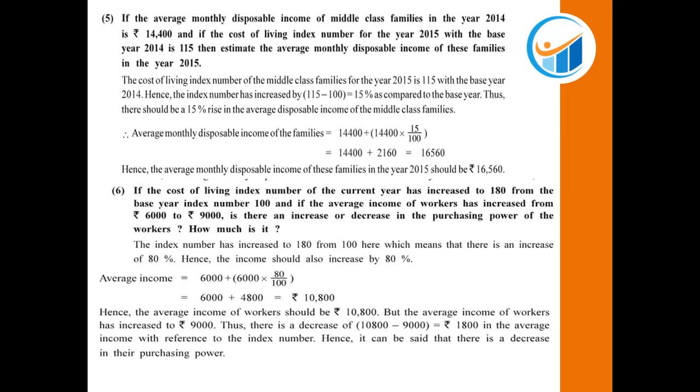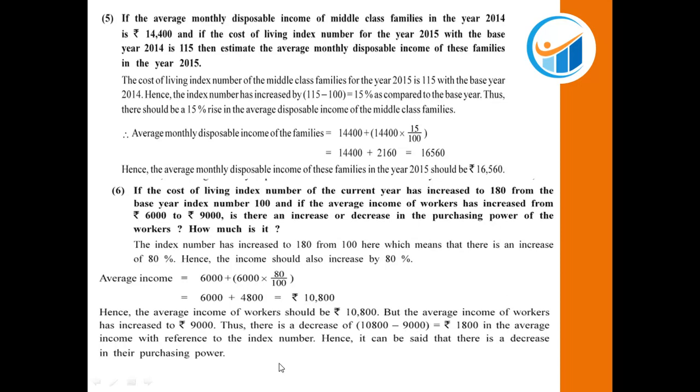Actually the index number we required is 180, but if we apply our original formula, P1 upon P0 into 100, the current year income is 9,000 and the base year income is 6,000, into 100. Student, you find that there is an increase of only 50%, that is, the index number will come to 150%. Here we required an increase of 80%, but income is increased only by 50%, so obviously we can say there is a deficit of 30%. 6,000's 30% will be 1,800.